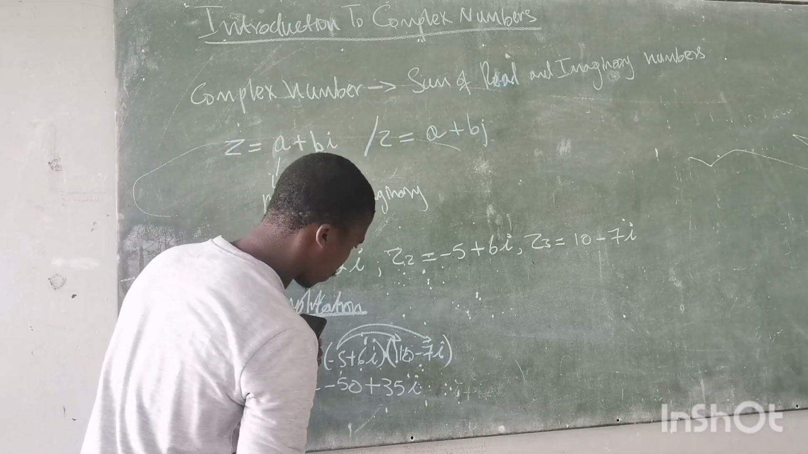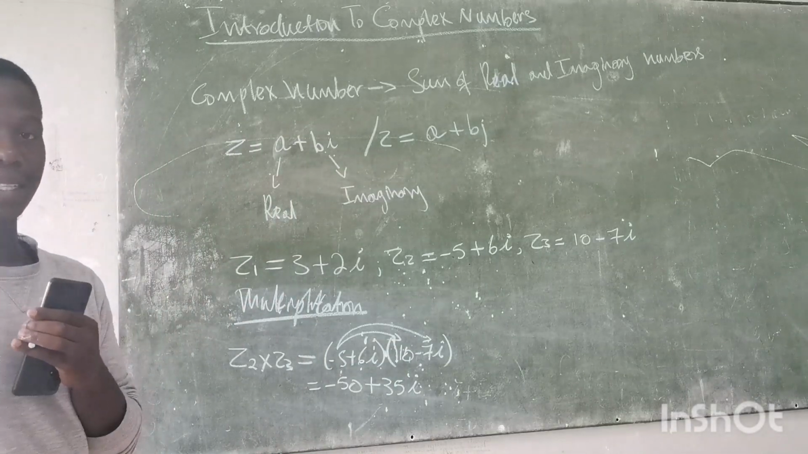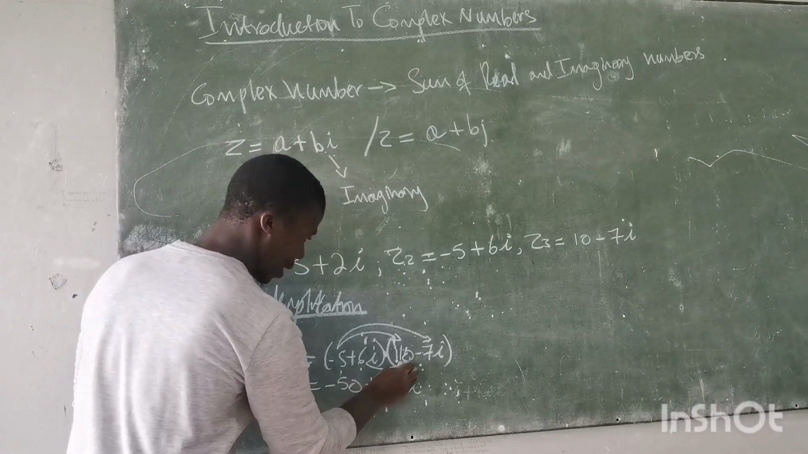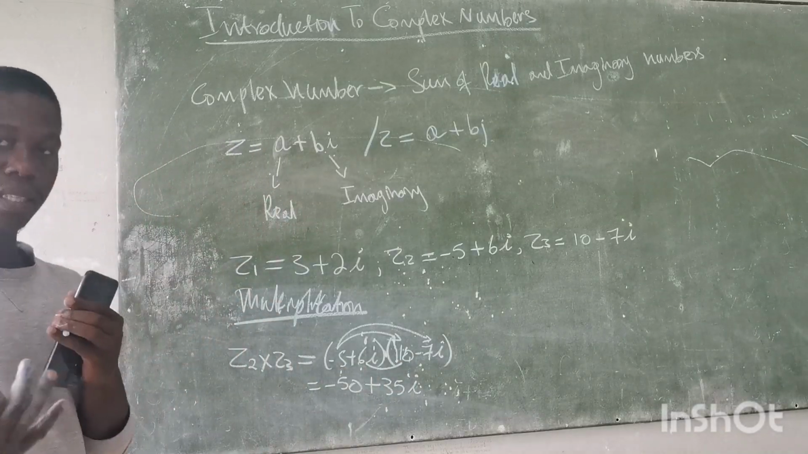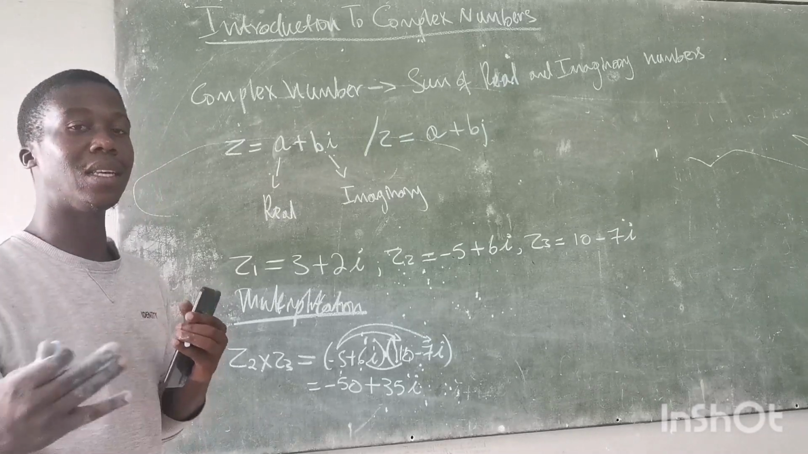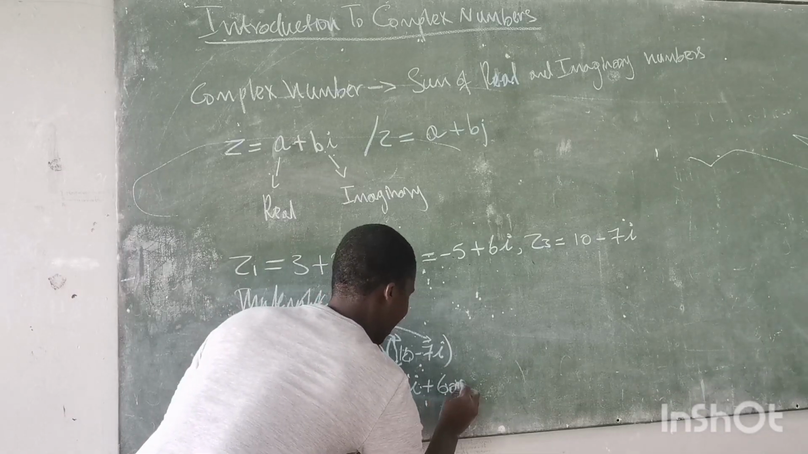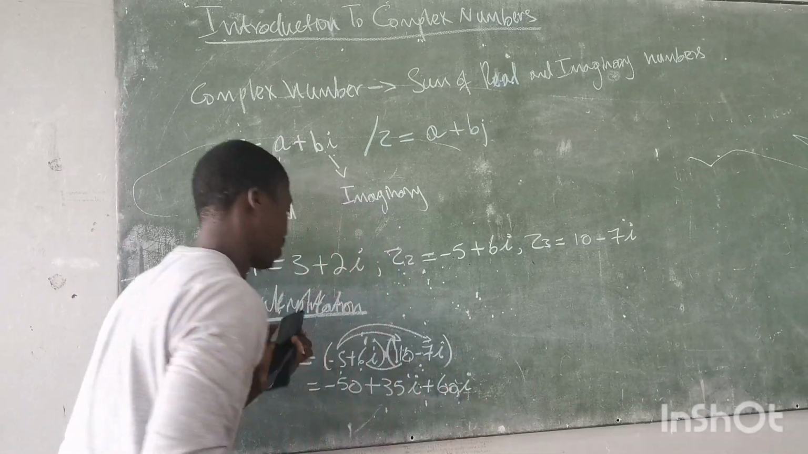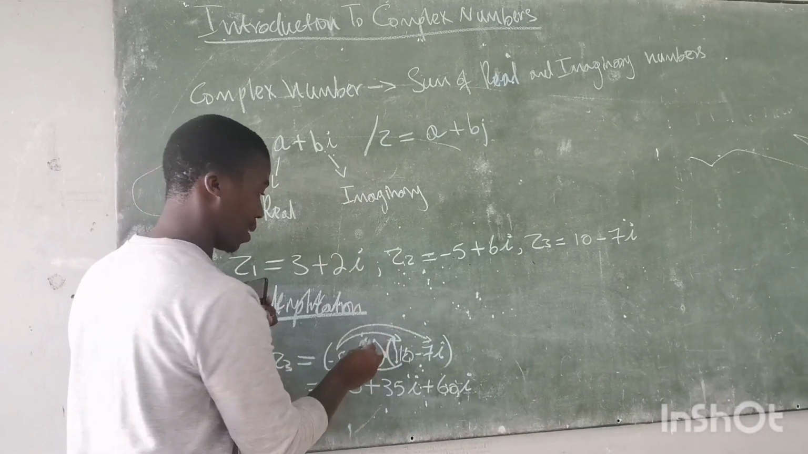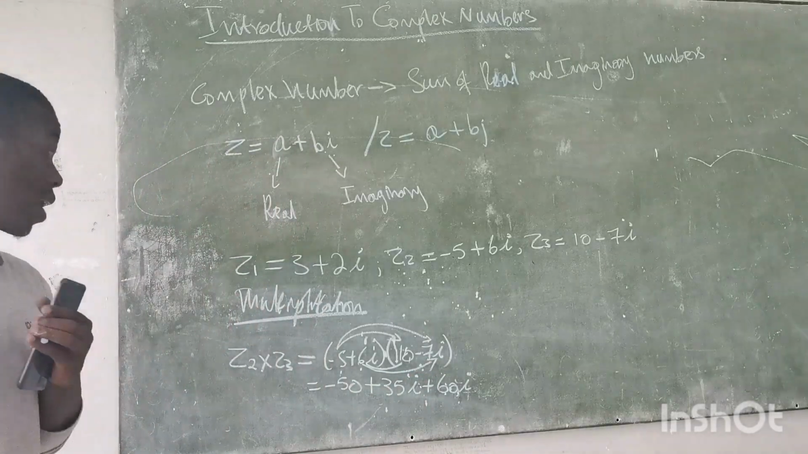Then we go to what now? We're going to our inner terms. What are our inner terms? It is 6i and 10. We have 6i multiplied by 10, which is going to give us what? 60i, plus 60i. Now we have our last term, which is 6i and negative 7i.